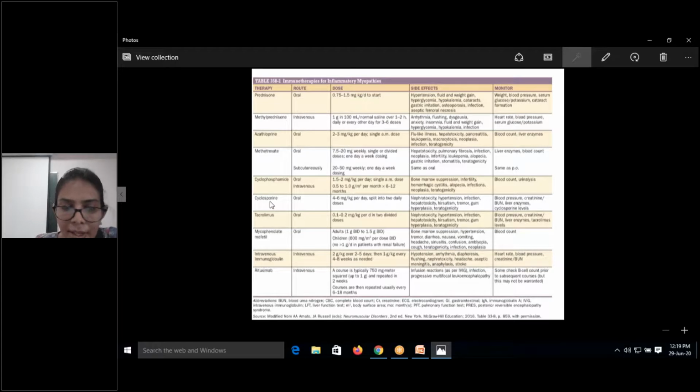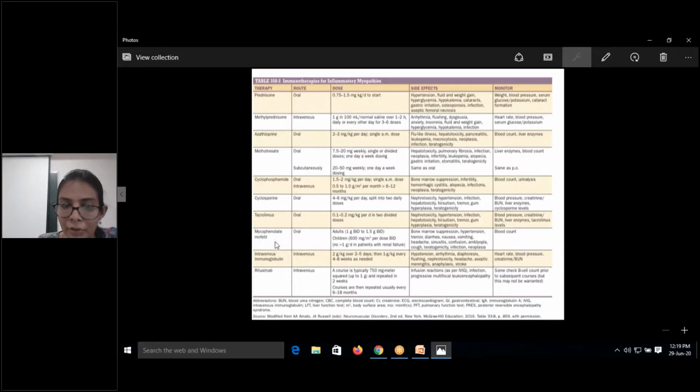Then coming to cyclosporin, 4 to 6 milligram per kg per day, divided into 2 doses. Nephrotoxicity, hepatotoxicity, and hirsutism can happen. You need to take care of blood pressure, creatinine, and BUN levels. Then coming to tacrolimus, at 0.1 to 0.2 milligram per kg per day. Nephrotoxicity and hepatotoxicity can occur. Blood pressure and liver enzymes you need to monitor.